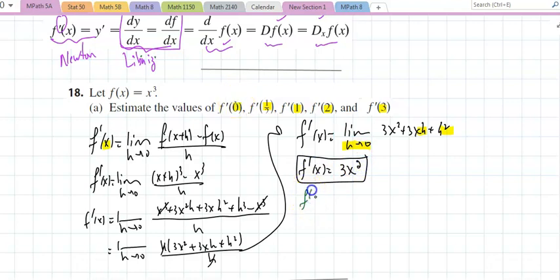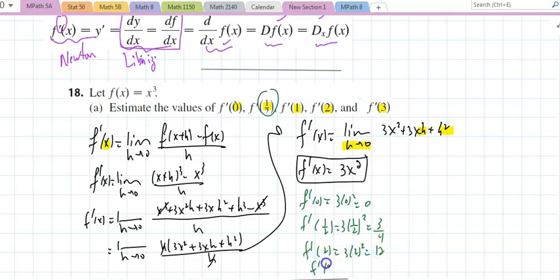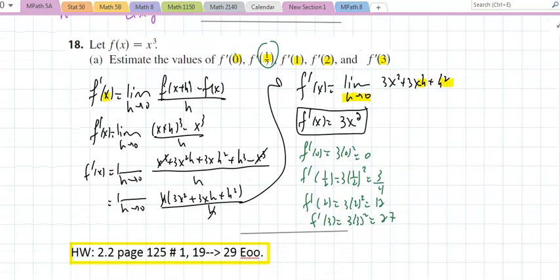At 0, f prime of 0 is simply 3 times 0 squared, which is 0. F prime at 1/2 is 3 times 1/2 squared, that's 3/4. F prime at 2 is 3 times 2 squared, that's 12. And f prime at 3 is 3 times 3 squared, which is 27. By doing this, I saved myself all of this work. So we're going to stop here. This is the homework. I needed to finish this homework before we get to the next portion of this section.